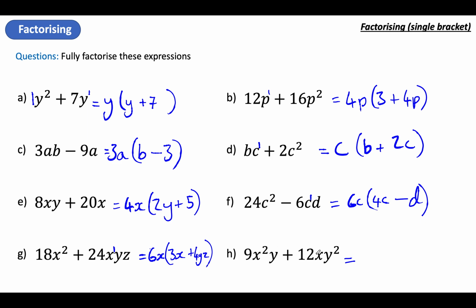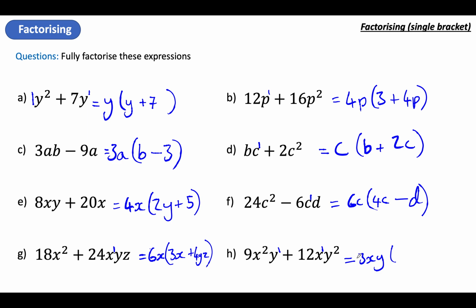9 and 12. The highest common factor is 3. There's an x squared and an x, so they both share at least one x. There's a y and a y squared, so they've both got a y. Then open up the bracket and see what else we've got.